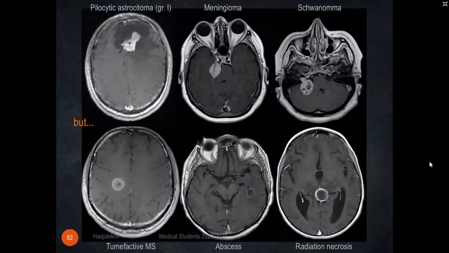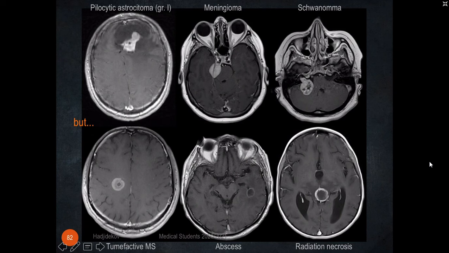And also, other contrast-enhancing lesions you can see not only in malignant, but also in benign tumors. So pilocytic astrocytoma is grade 1, so it's not so malignant. Grade 3 and grade 4 are very malignant. Meningioma is a benign tumor. The second image, meningioma with compression of the brainstem, a little bit on the right side. And another right-sided tumor in the internal acoustic meatus, which is schwannoma.